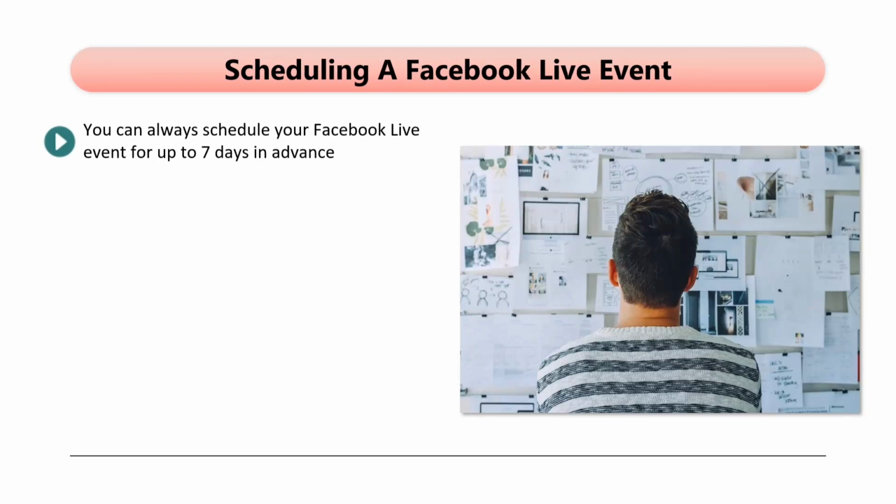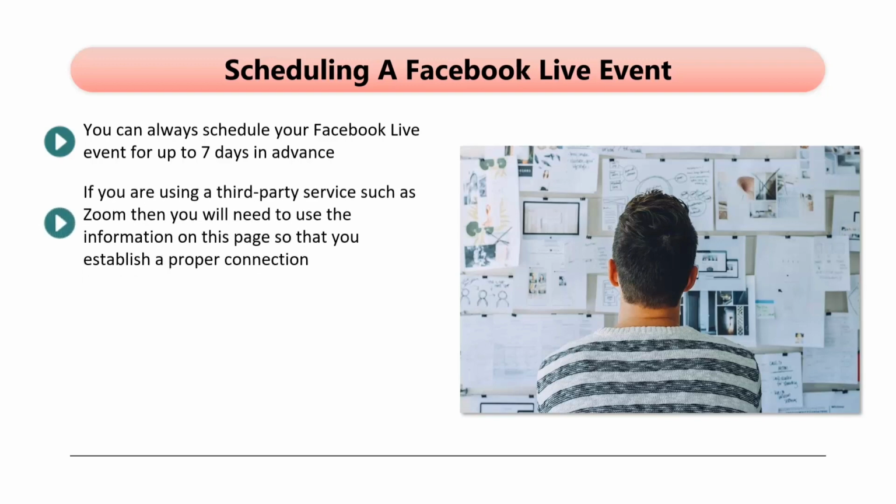Navigate to Publishing Tools and then select Video Library, and after this, hit Live. This will bring up a screen that contains your broadcasting credentials. If you are using a third-party service such as Zoom, then you will need to use the information on this page so that you establish a proper connection. You can write a persuasive title and description to entice people to attend your event now.